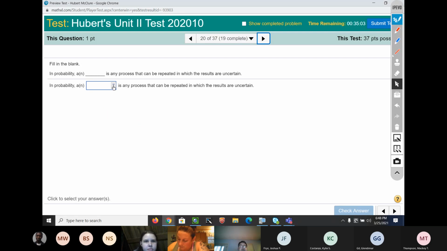In probability, an experiment is any process that can be repeated in which the results are uncertain.